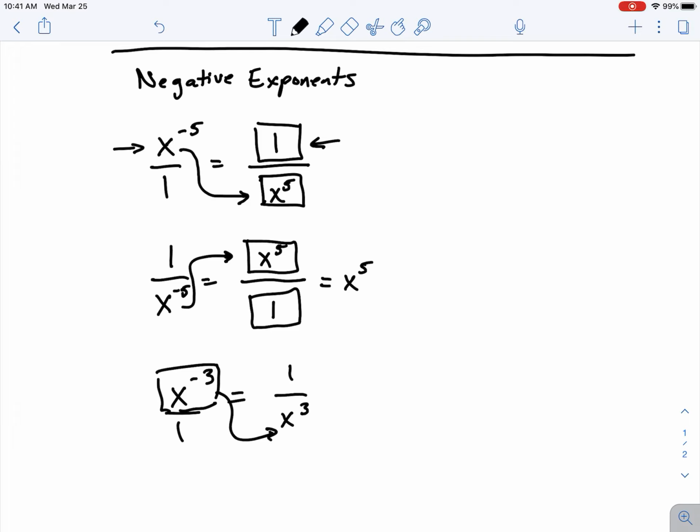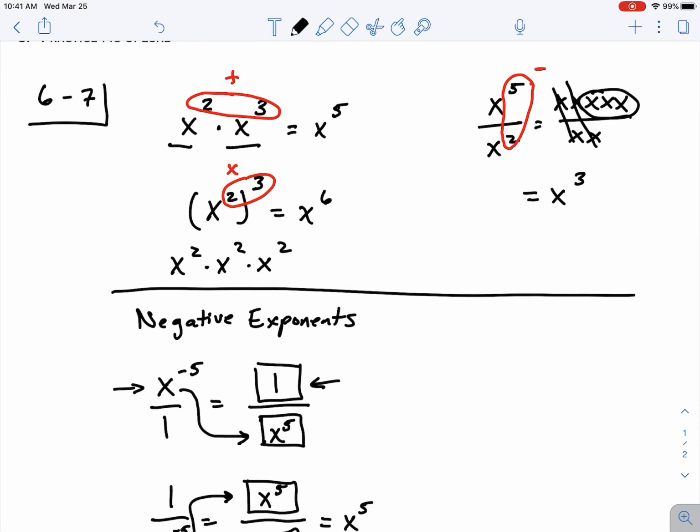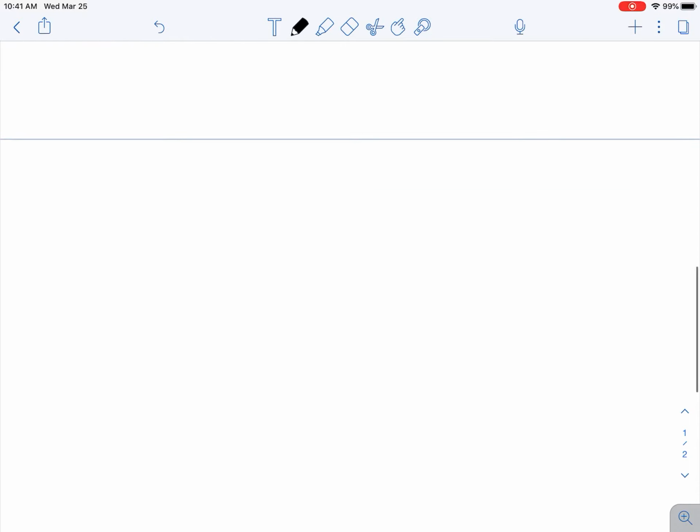All right, now what we're going to do with these negative exponents is combine them with all of our previous rules from before. Okay, here we go. Let's say we have x to the negative 3 times x to the negative 5. There's 2 ways to do these problems. One way is to first turn the negatives into positives. And the second way is to use the original rules that we learned. I'll show you both and you can choose.